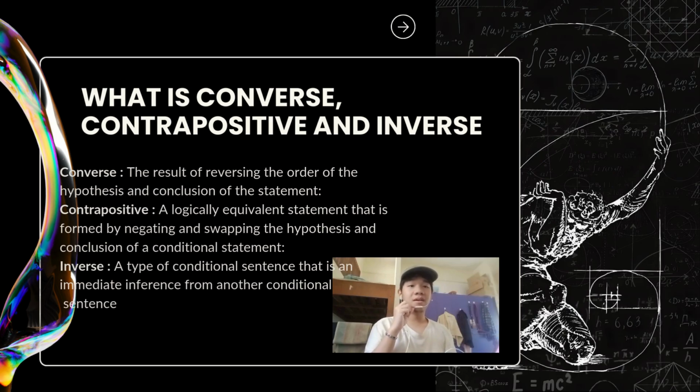To start, what is converse, contrapositive, and inverse? So, converse is the result of reversing the order of the hypothesis and conclusion of the statement. Other than that, contrapositive is a logically equivalent statement that is formed by negating and swapping the hypothesis and conclusion of a conditional statement. Last but not least, inverse is a type of conditional statement that is an immediate inference from another conditional sentence.